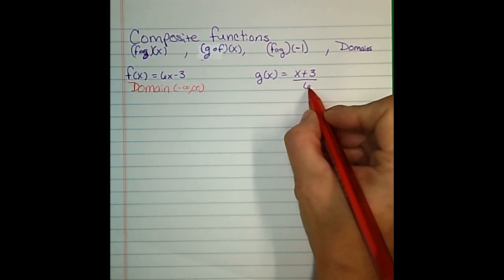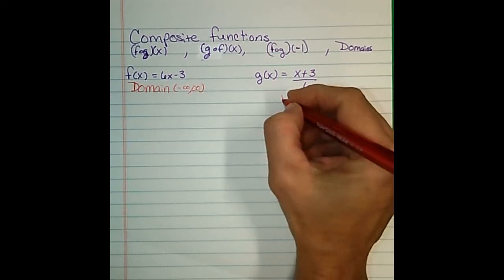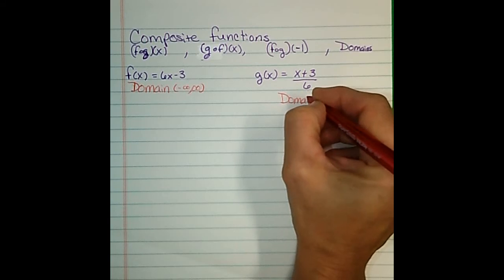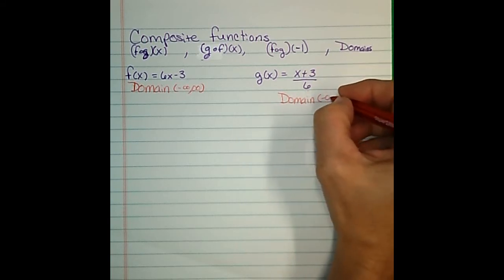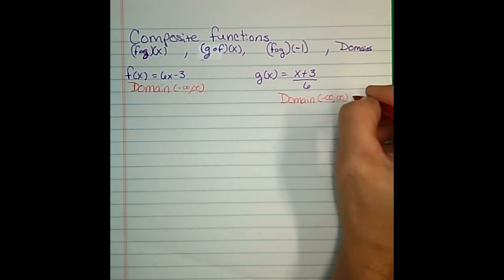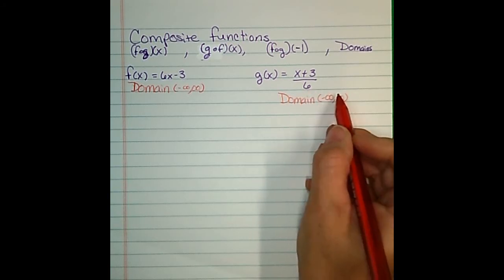So I look here and I see, is there a variable in the denominator? And in this case, I'm going to say no, it's just a constant number of 6. So therefore, this domain is going to yield a real number every time I plug in something for x. So I'm going to call it negative infinity to positive infinity. However, if it did have x in this denominator, then we would have to solve for x to see what it cannot equal.